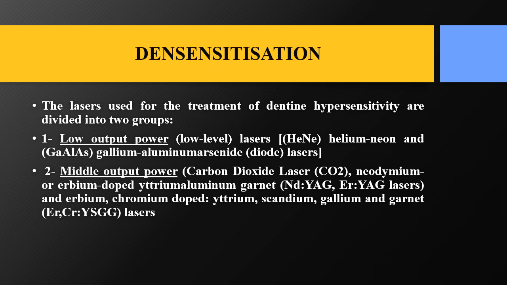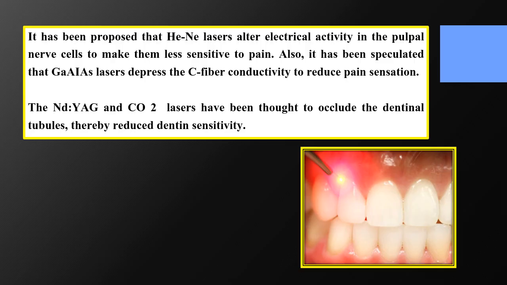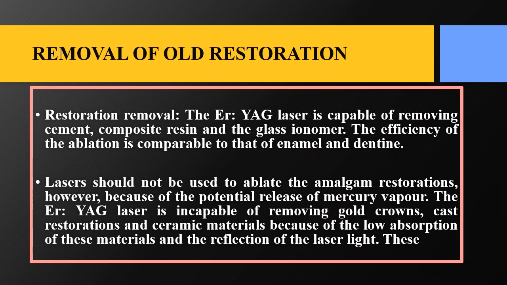For desensitization, lasers are also used for dentin hypersensitivity management, where we use diode lasers, mainly carbon dioxide lasers, or we can also use gallium aluminum arsenide lasers. The main mechanism of action of these lasers is that they alter the electrical conductivity or the activity in the pulp nerve cells to make them less sensitive to pain. Carbon dioxide lasers are thought to occlude the dentinal tubules, thereby reducing dentin sensitivity.